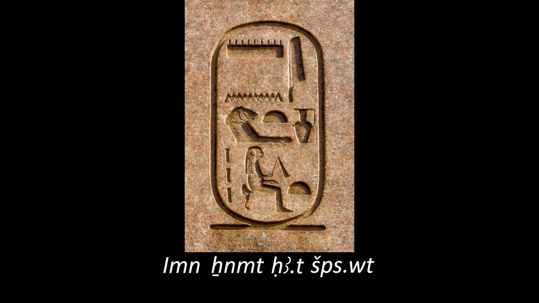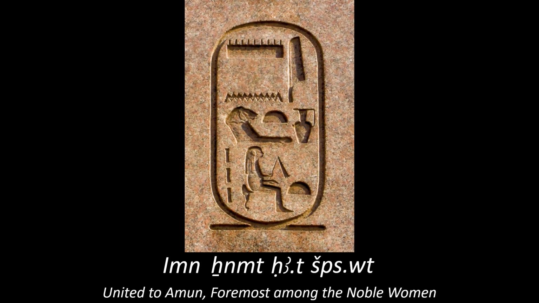So, Hatshepsut means foremost among the noble women. And this is the birth name of this queen, Hatshepsut. In English, we read it Hatshepsut. So the whole birth name reads in ancient Egyptian, Im Khnumt Hatshepsut, and it means united to Amun, foremost among the noble women.